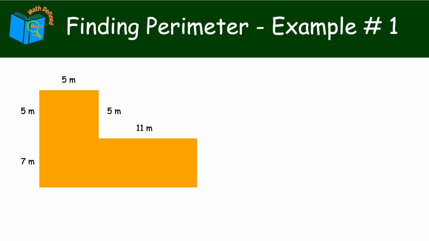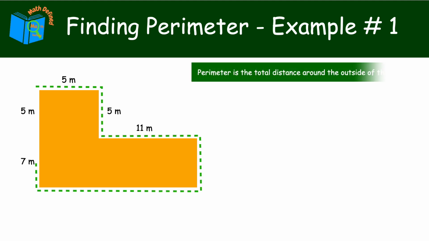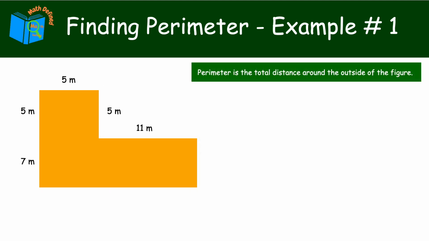Let's start with this figure. What is its perimeter? Remember, the perimeter is the total distance around the outside of the figure. To find it, we'll add up the lengths of all the outside edges. This shape looks pretty straightforward, but we are missing a couple side lengths for the bottom rectangle. We'll need to find these first.